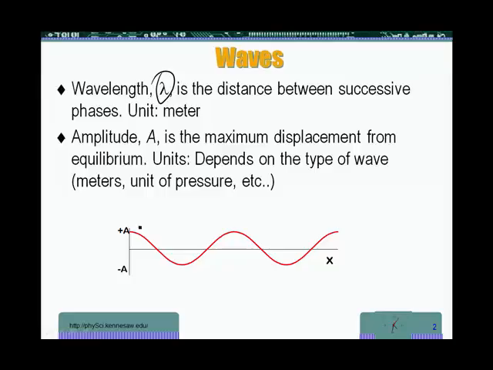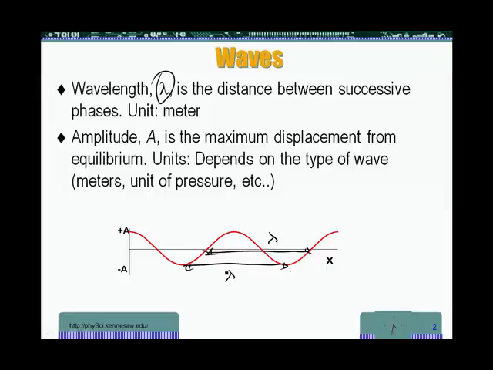It's the length between two successive crests, or the distance separating two crests or two troughs, or any phase of the wave. For example, from here to the same phase here. This is a wavelength. Or from here to here. That's a wavelength.